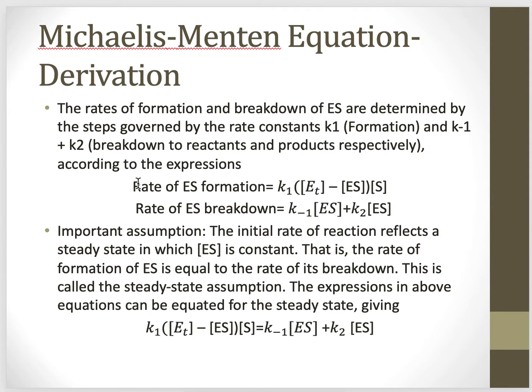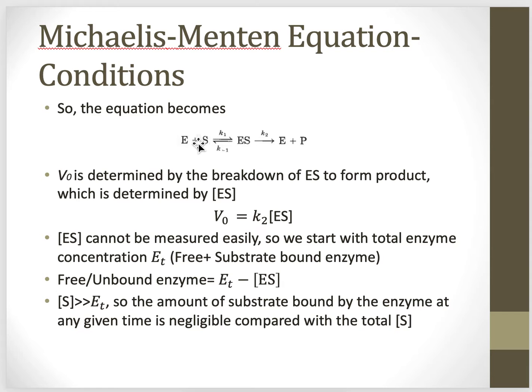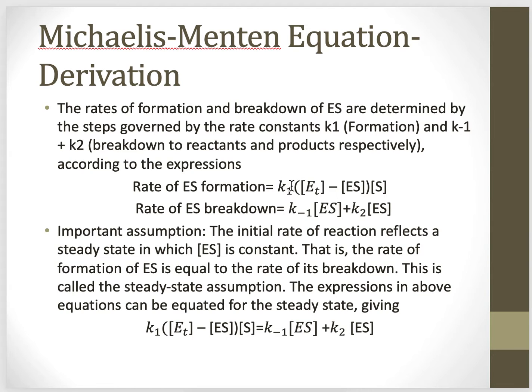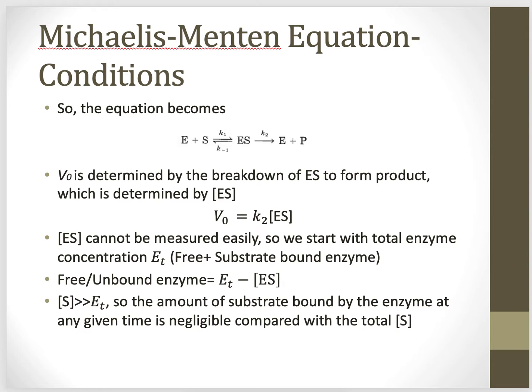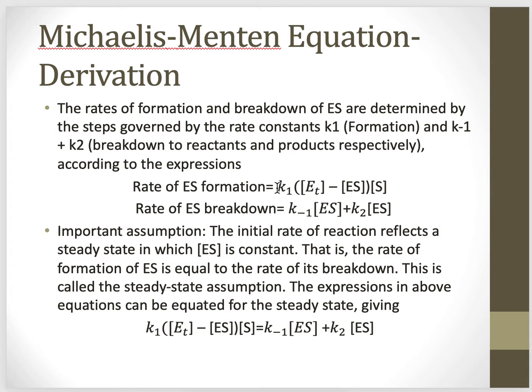So if we think about the rate of ES formation, it will be K1 into this. Why? Because the rate of ES formation will be this step, right? When the ES is formed in this step. So the rate of this step will be this constant into enzyme concentration into substrate concentration. K1 is the constant, then substrate concentration and enzyme concentration, and we just saw which enzyme this is, the free enzyme. We just saw from here that free enzyme equals E_T minus ES. So the rate of formation becomes like this.